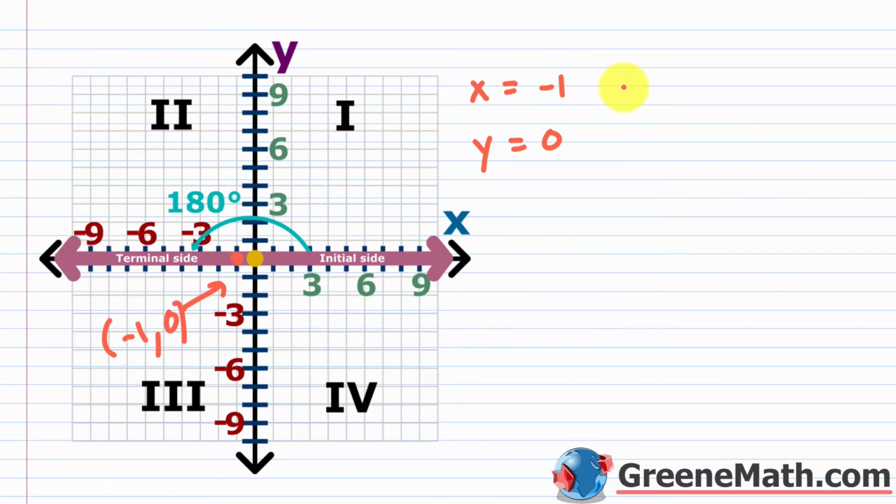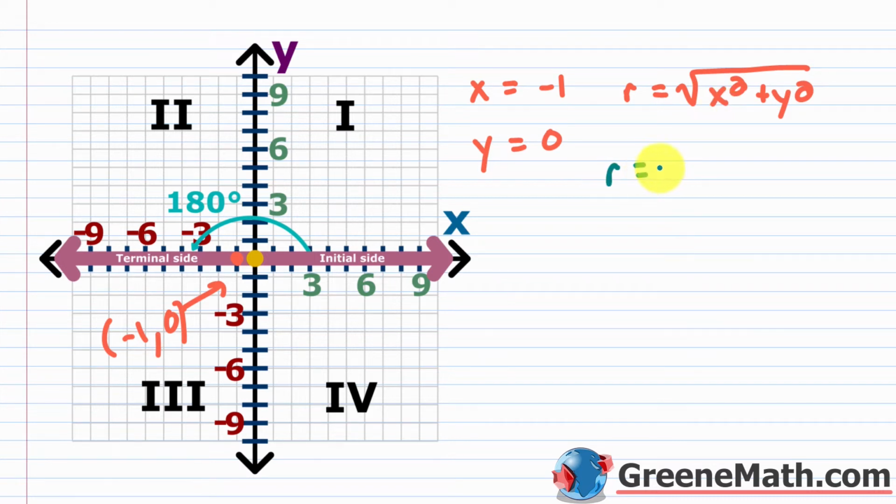So we need to figure out what is the r value. So r is equal to the square root of x squared plus y squared. Remember, when we think about r, it's the distance from the point, which in this case is -1, 0, to your origin. So if we think about that distance, we should get 1 unit, right? Because it's 1 unit away from the origin. So let's plug in and see if we get that.